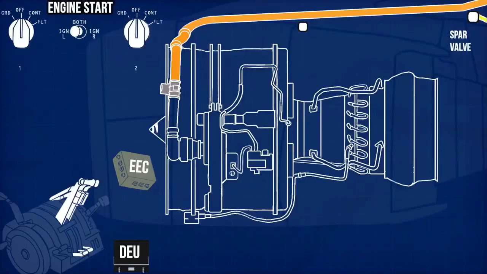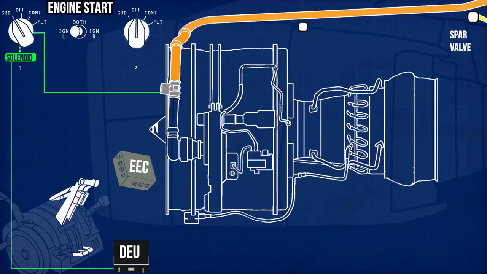Now that the engine is configured for start, turn the engine start switch to the ground start position. A solenoid, controlled by the display electronics unit, latches and holds the switch. The start switch now sends an electrical signal to the start valve on the engine fan case to open. The pneumatic power reaches the starter.